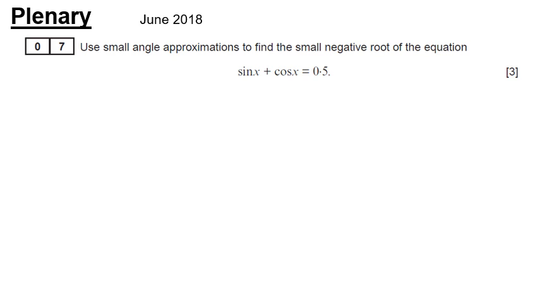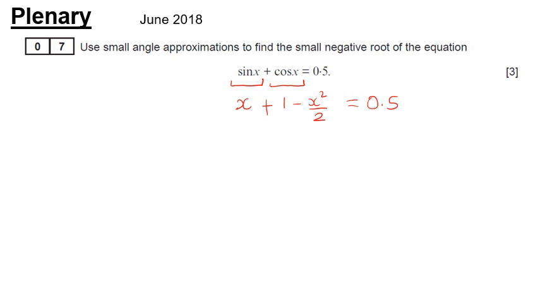Finally then, I've got a past paper question here. This one's from 2018, and it says use small angle approximations to find the small negative root of this equation. Okay, so sin of x can be approximated to x. Cos of x can be approximated to 1 minus x squared over 2. So we can put those in. We've got to add them together, and we've got to put it equal to 0.5.